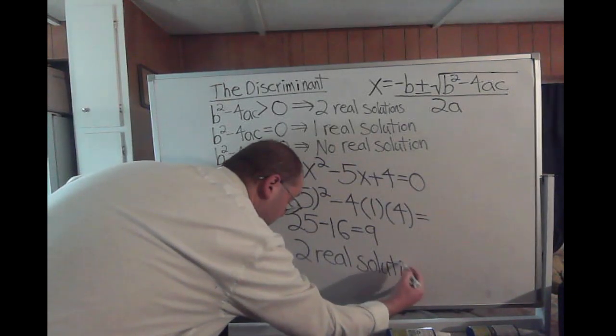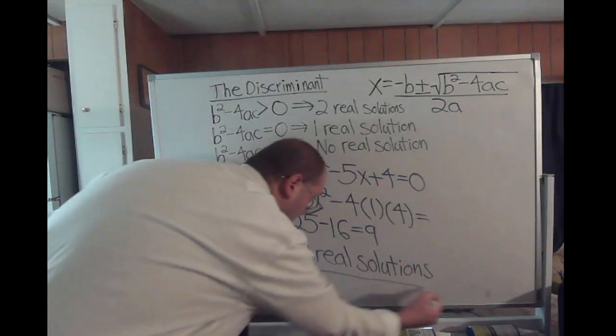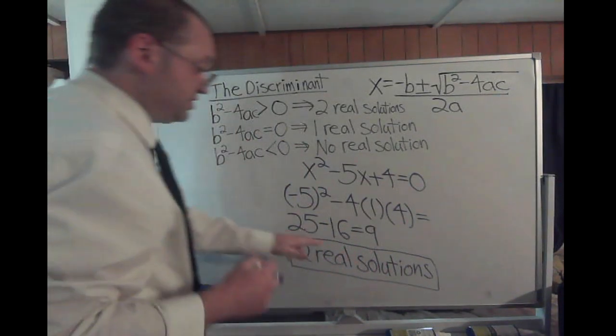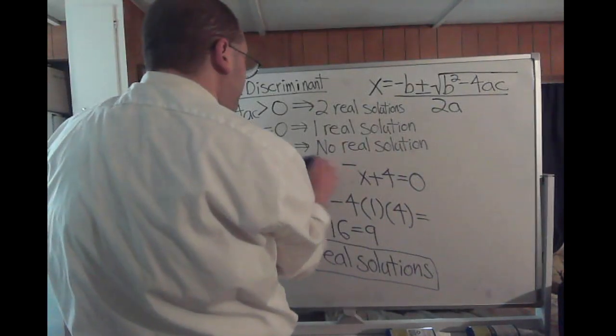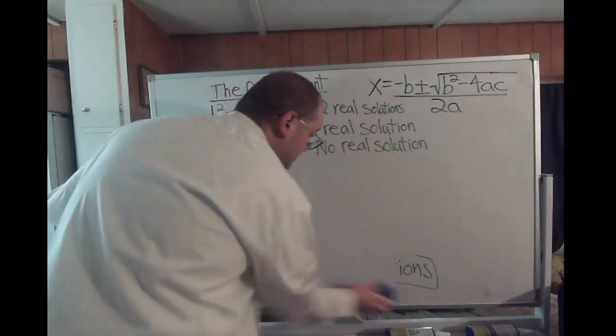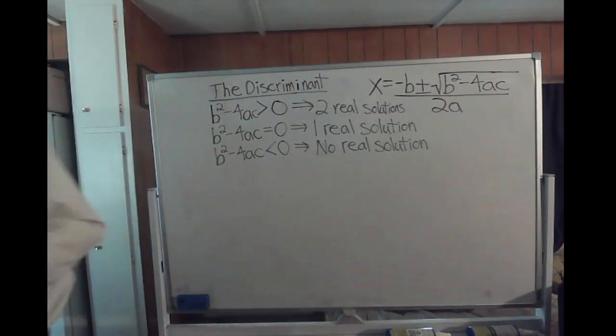It would be something plus and minus the square root of 9 over 2a. So yes, you have two real solutions since your discriminant gives you a positive value. That's all we're going to do today: see how many solutions the equation has.